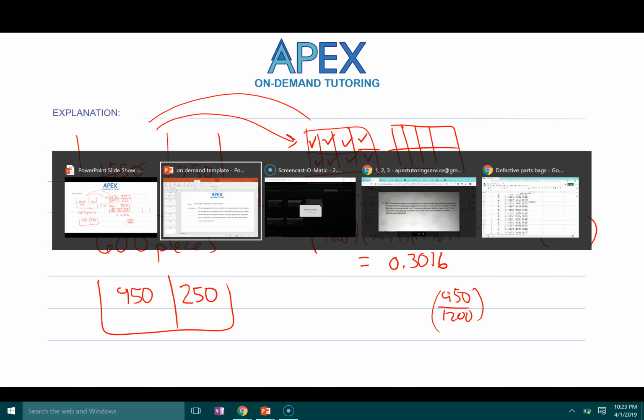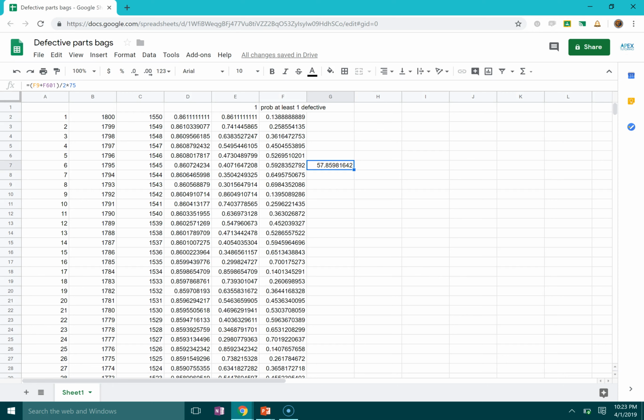The easiest way to do this is on a little spreadsheet. On the spreadsheet, we have the draw number, the total number of parts, and the number of good parts. This gives the probability of getting a good part, and then we multiply those together until we get to 8 parts. This is, of course, the probability that we have no defective parts, and this is the probability that we have at least one defective part.